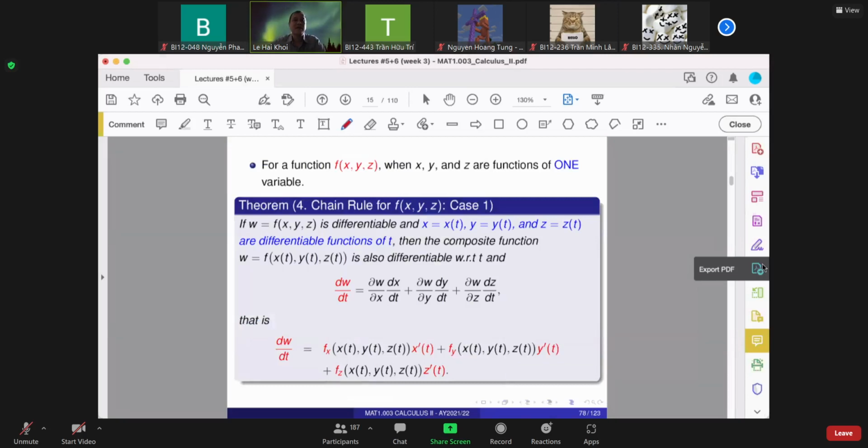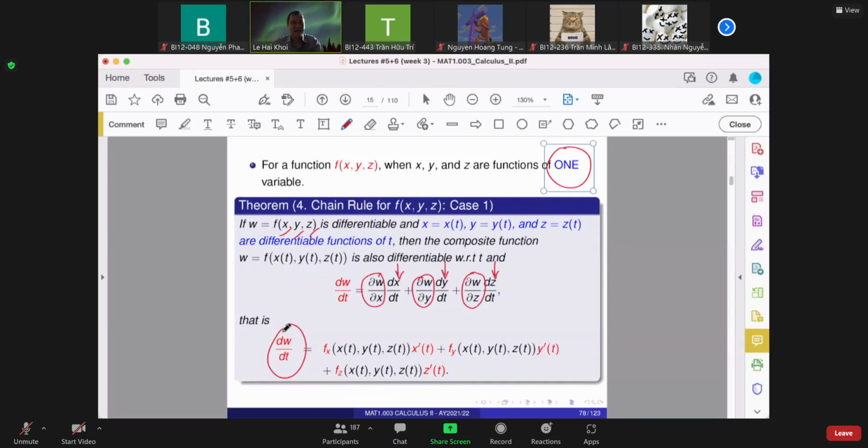How about a function of three variables? Again, case one, which means that each variable is a function of one variable. In this case, we can surely understand what we have to do, because each variable x, y, z is independent and they have equal roles. That's why the partial derivative must be taken with respect to each variable x, y, z, and then multiplied by the derivative. Or we can write it like this.